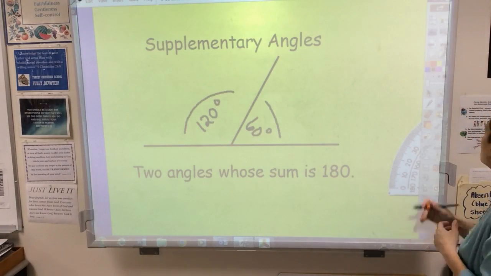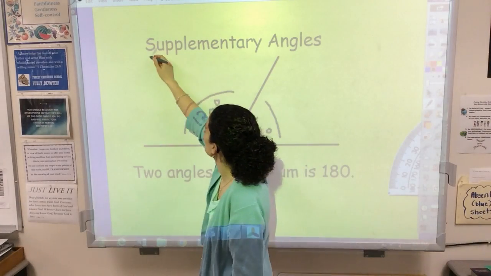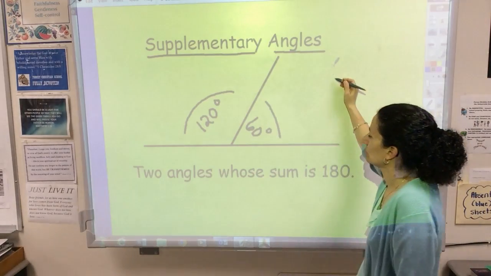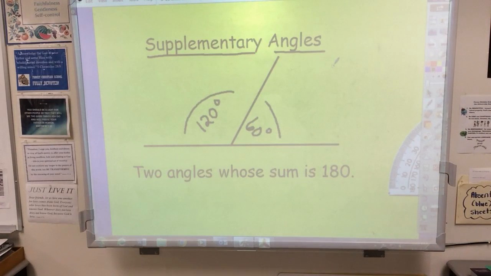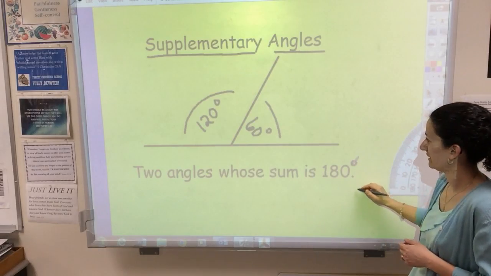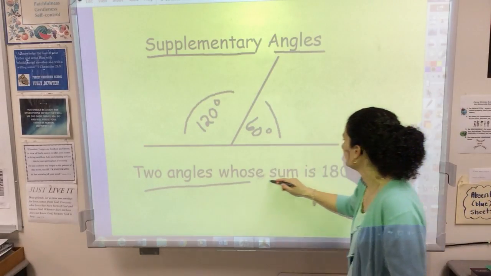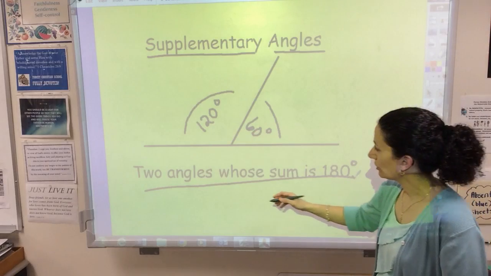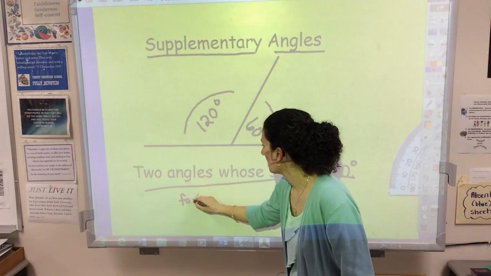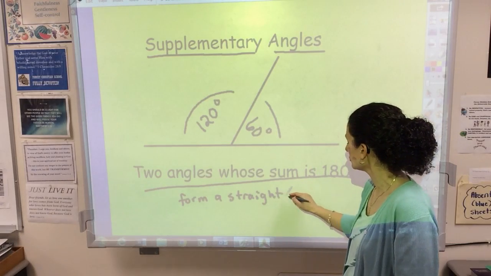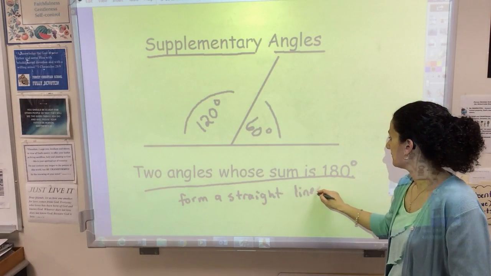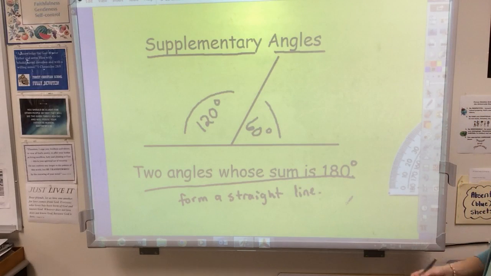One more concept, one more definition for today, and then we're finished. Supplementary angles. Supplementary angles are 2 angles that, when put together, they make 180 degrees. 2 angles whose sum is 180 degrees. And you can write down that they form a straight line or also called a straight angle. Two supplementary angles, two angles that make 180, form a straight line. A straight line is always 180 degrees.